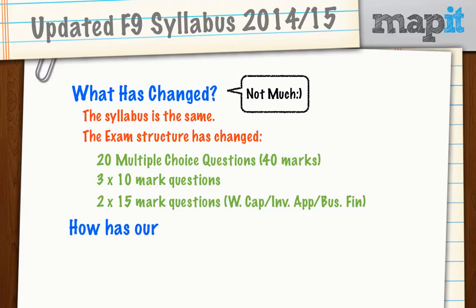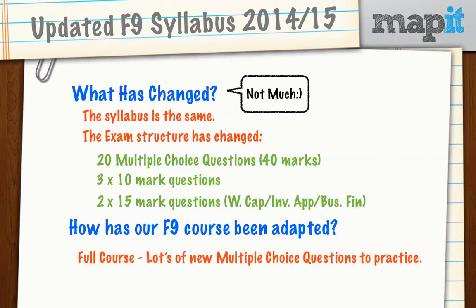So what have we done? How have we changed our F9 course in order to deal with that? Well, the first thing we've done is, in the full course, we put in lots of new multiple choice questions to practice. Because as I said, you need to do as many of those as you can. So after every chapter, in the test your knowledge section, there are multiple choice questions for you to do.